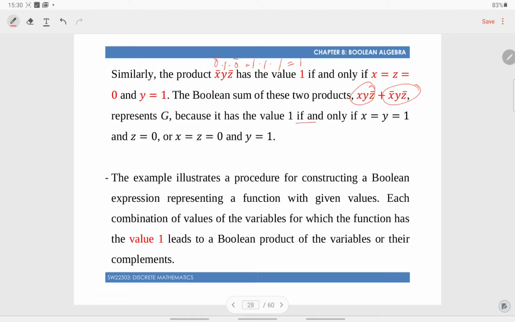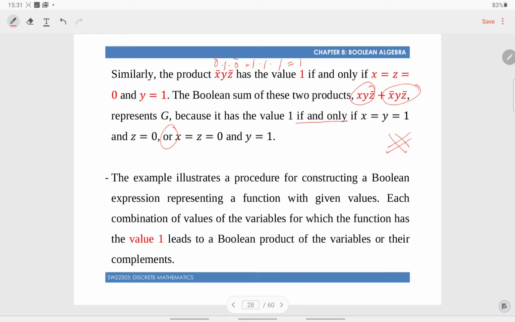if and only if the only condition that can make it 1 is when x equal to y equal to 1 and z equal to 0, or the two situations x equal to z equal to 0 and y equal to 1.